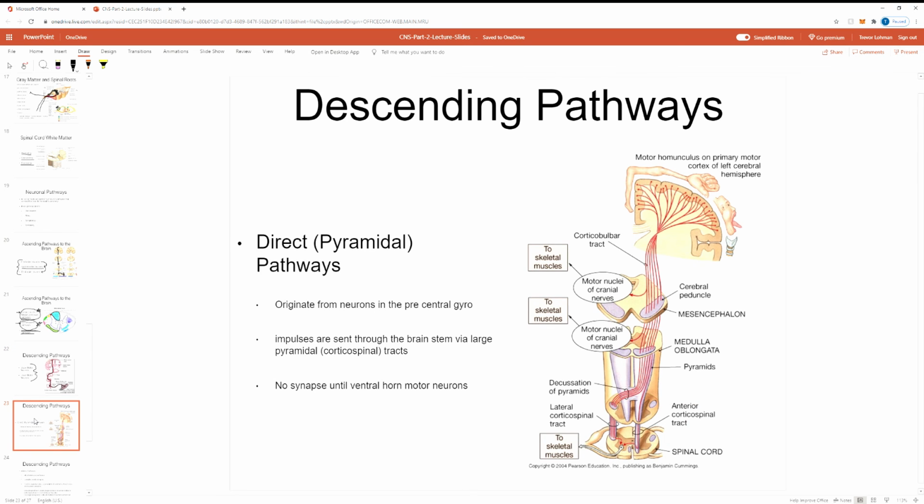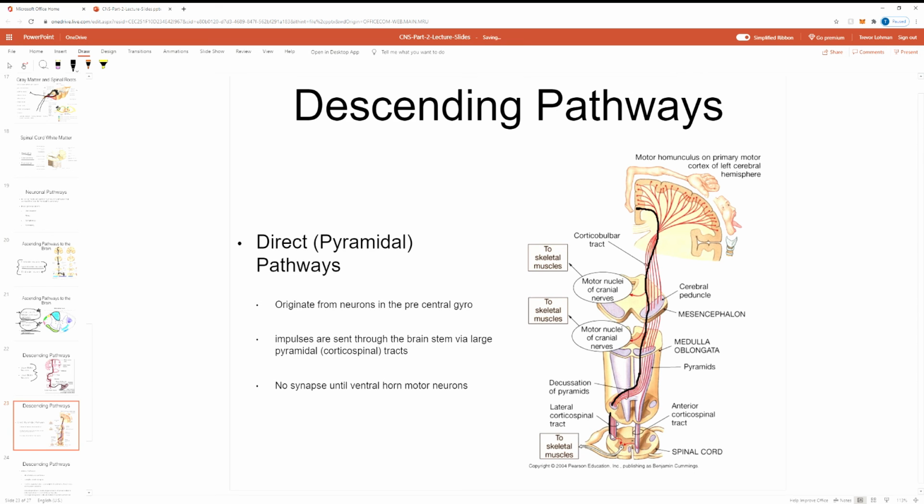So the example we're going to look at is the pyramidal pathways, specifically the corticospinal tract. In that case, the cell bodies of the upper motor neuron are in the primary motor cortex, or to a lesser extent, the premotor cortex. But I'll say primary motor cortex for a quiz. It goes down the pyramids, the cerebral peduncles. We've kind of mentioned some of this stuff. It crosses at the decussation of the pyramids in the medulla oblongata.